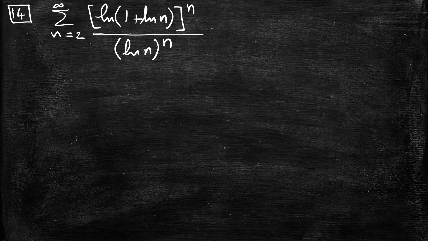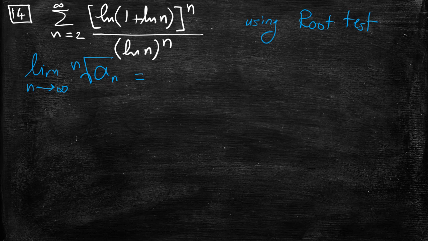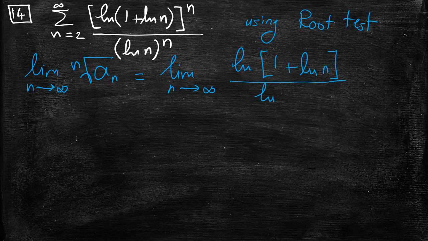And in number 14, we have many functions to the power of n, so you will be sure to use the root test. So my root test is limit as n approaches infinity of the nth root of an itself, so we'll cancel all the n's power. So limit as n approaches infinity of ln of 1 plus ln n, divided by ln n.